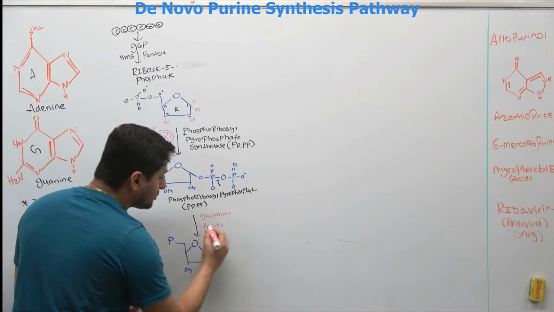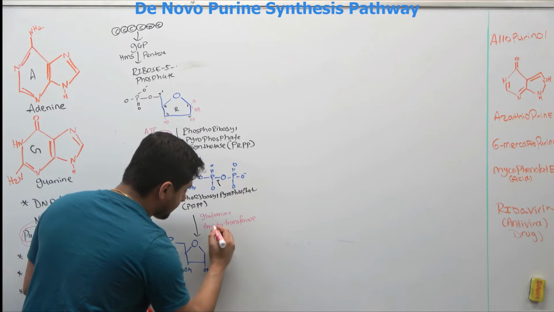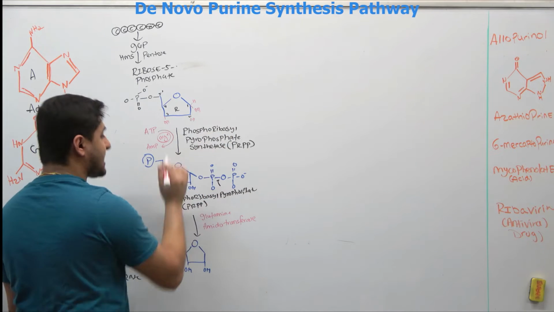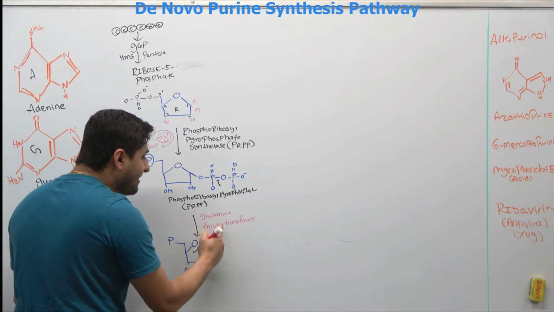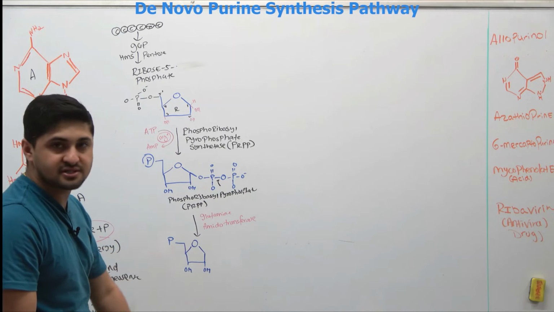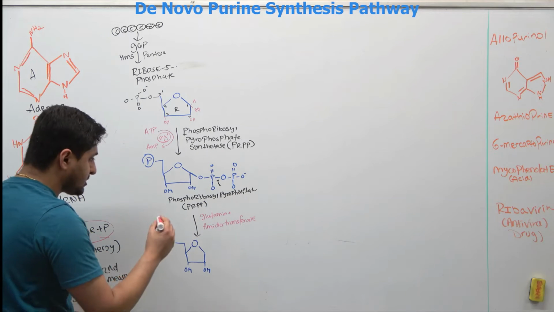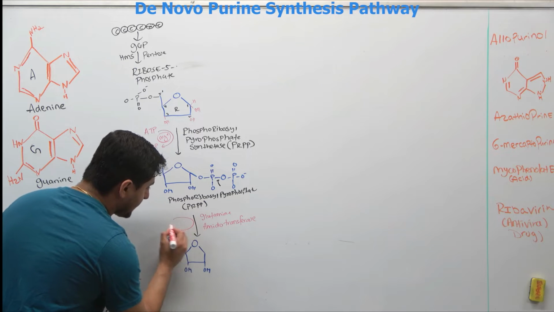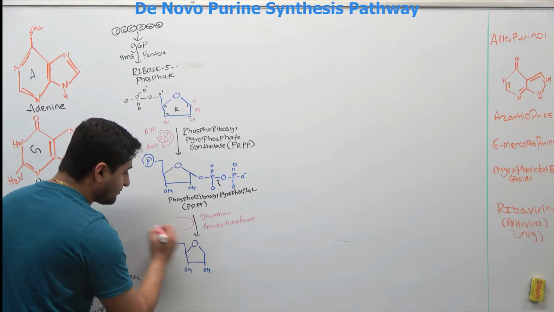Glutamine amidotransferase enzyme. This is like a rate limiting step of the purine synthesis. The glutamine amidotransferase enzyme is there, right? And this is what it is going to do. And why do we call it glutamine is because, look, it basically uses glutamine and converts it into glutamate, right?